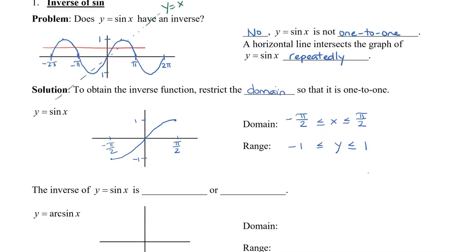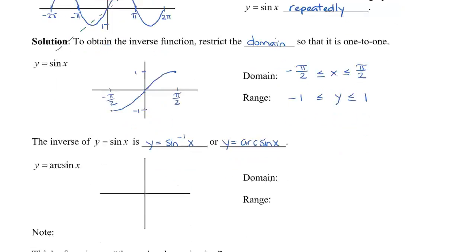Now, the notation for the inverse of y equals sine x is sine with a little negative 1 and then x. However, there is now an alternate notation, and we can write this as y is equal to arcsine x, which is actually a little bit better because then it's not as confusing with a little negative 1, because sometimes we think of little negative 1 as an exponent.